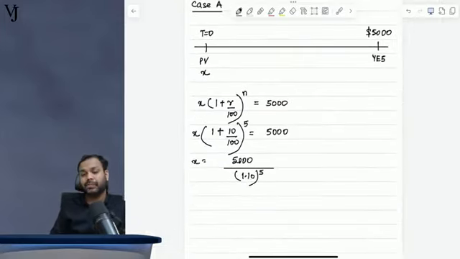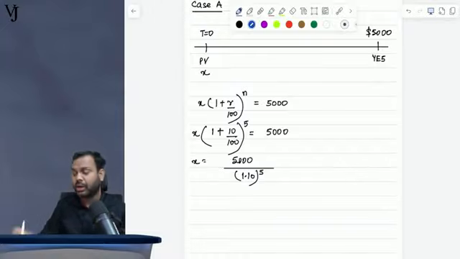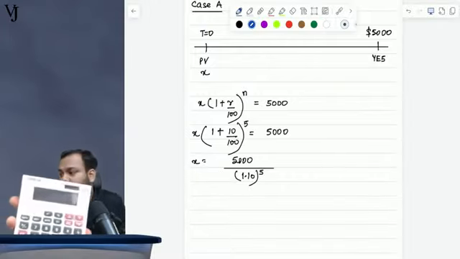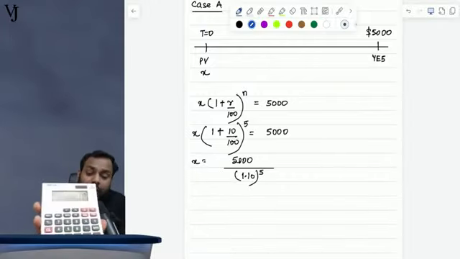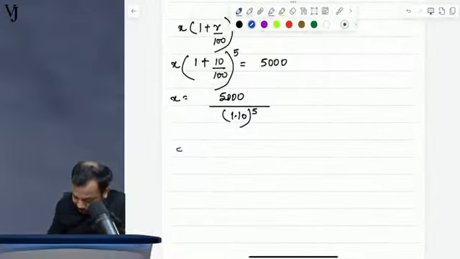Tell me guys, please. Now comes the question, sir, how to solve it? There is a calculator trick. Tell me, how many of you want to know the calculator trick? So all of you, please take your calculator. In the calculator, write 1.10. Can you see 1.10 in the calculator? Okay. Now, the calculator trick.